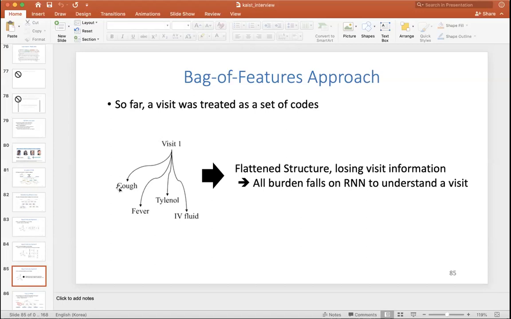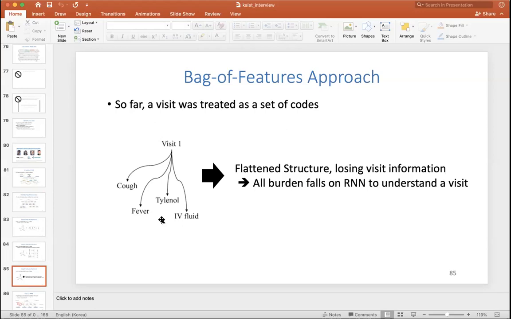Here there are only 4 events, so it's pretty obvious that cough and fever led to Tylenol and IV fluid. But if there were more diagnoses, more medications, and more procedures, then the RNN, which receives the visit, has to figure out what exactly happened within the visit. So that's the motivation.